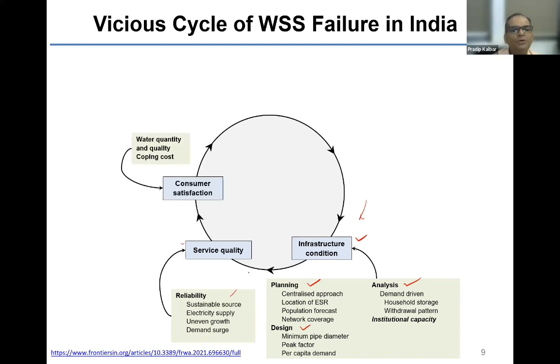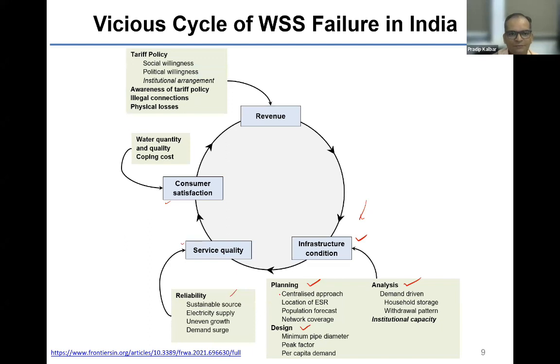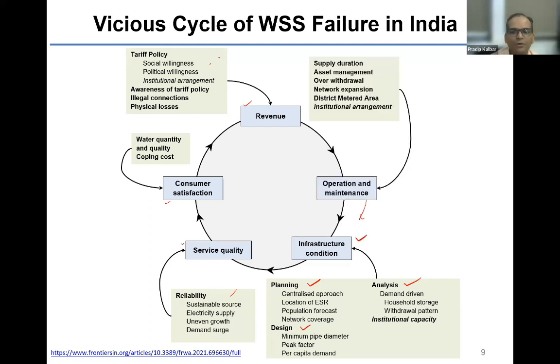So people are not willing to pay, so consumer satisfaction is very low. So how can we charge a tariff then? Because if consumers are not satisfied, our revenues will be low. We cannot have telescopic tariffs. We cannot have a good tariff system. So ultimately, it will lead to poor operation and maintenance. Again, lower supply duration. So we are basically reaching back to the start.